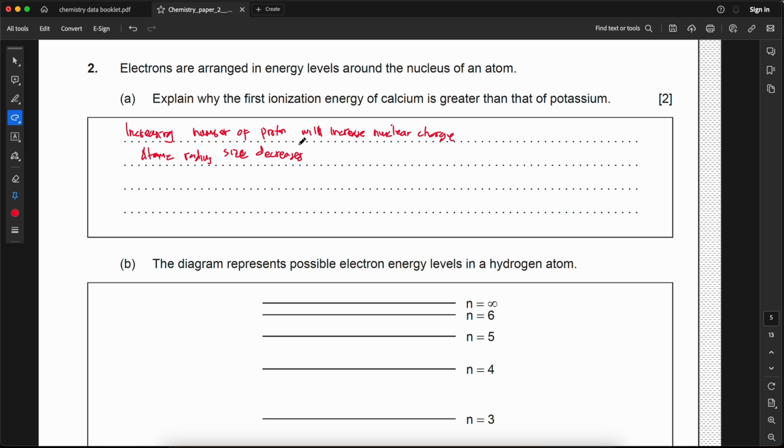from group 2. And then because the number of protons increases, the interaction or the attraction between the valence electron and the nucleus is higher, so the atomic radius size will decrease. Therefore, the ionization energy, the amount of energy to remove the electron, will be higher for the atomic radius size that is smaller compared to the atomic size that is bigger.